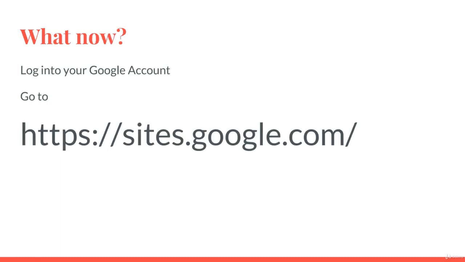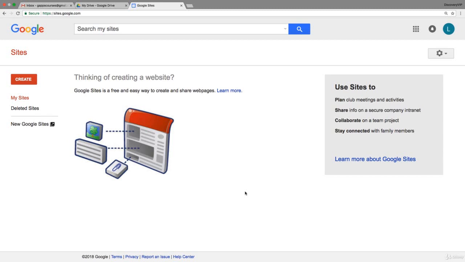So what I want you to do now is log into your Google account, go to sites.google.com, and I'll walk you through how to set up your Google site. So all of that is coming up next. Once you go to sites.google.com and you're logged in, make sure that you are logged into your Google account. So you don't need any special permissions or anything special, just a regular Google account.